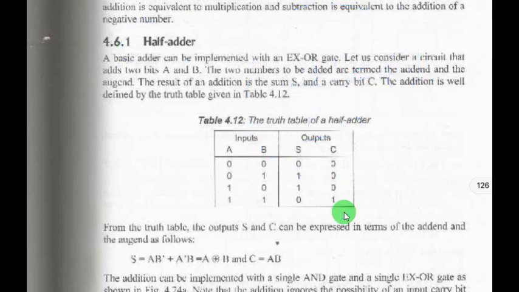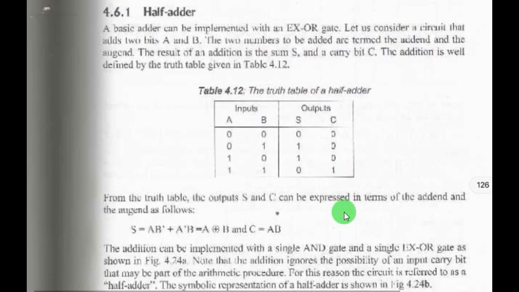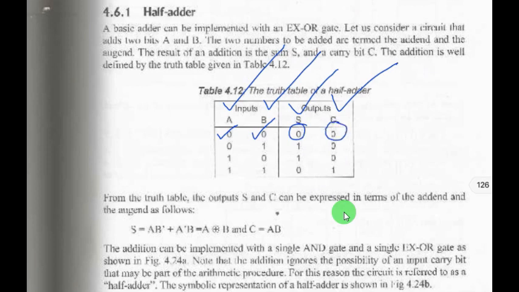A basic adder can be implemented with an XOR gate. Let us consider this. Forget about that story. Let us just know that we have two variables A and B, and we have the sum and carry bit. For those who cannot see, this is sum S and this is carry bit. This is one variable A, one variable B. Consider a situation where both of them are 0, 0. What happens? The sum will be 0 and the carry will be 0, okay, very good.